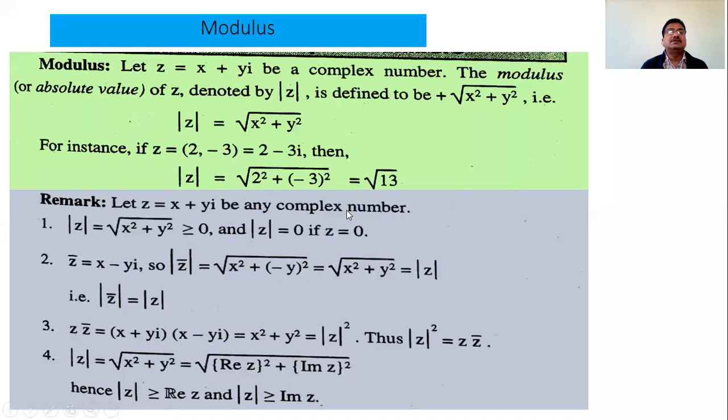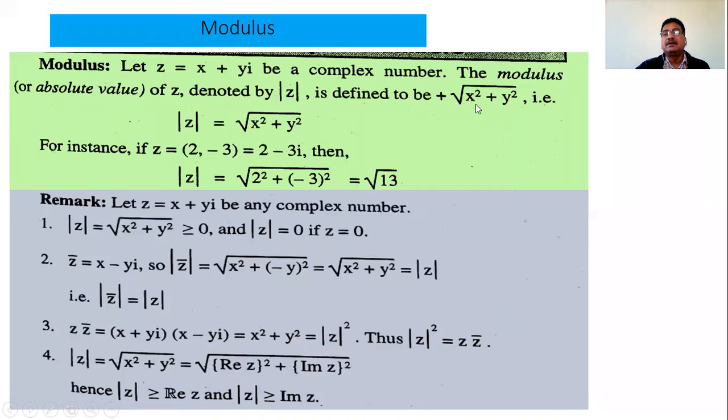Next definition is the definition of modulus. Let z = x + yi, or x + iy, be a complex number. The modulus or absolute value of z is denoted by this notation, mod z. This is the notation for modulus, or absolute value. Mod z is defined to be the plus root of x square plus y square.